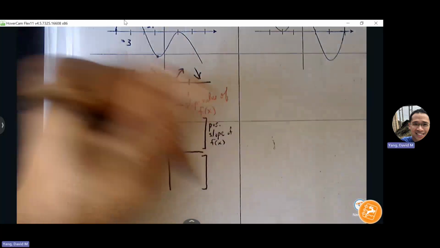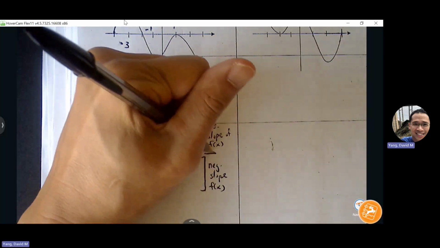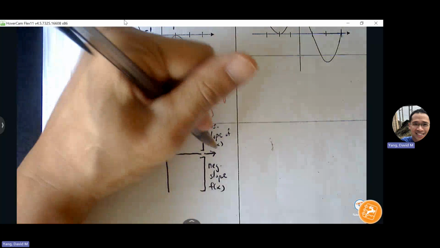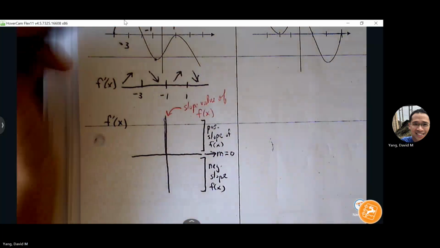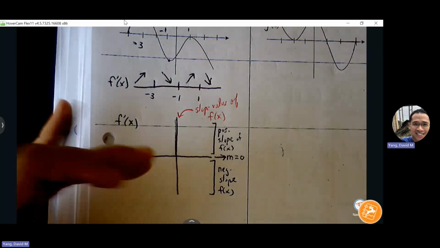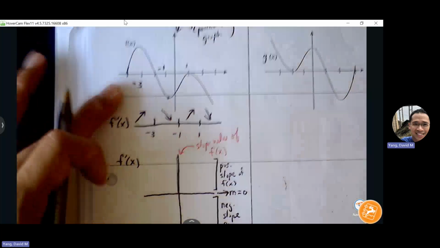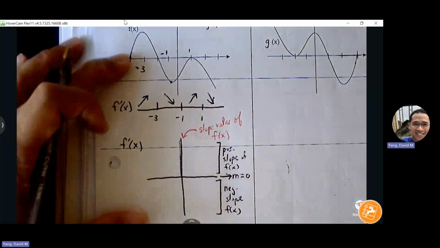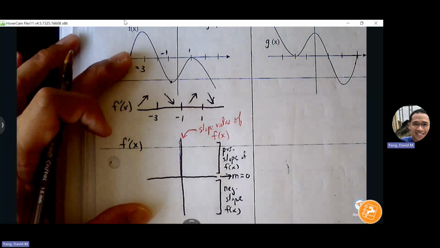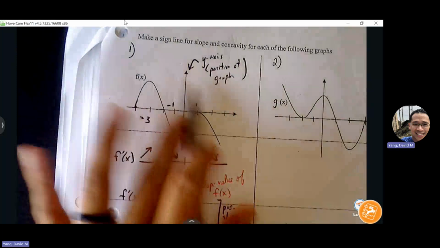Anything below here, these all represent negative slope of your original function. And anything on the x-axis represents what? Slope zero. Now, I want us to make sure that we understand that your derivative graph is not going to look the same as your original graph, right? So if you're tracing your derivative graph and you realize you're tracing the exact same graph, something is not quite right.